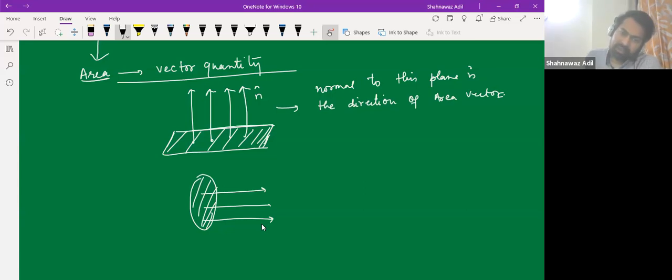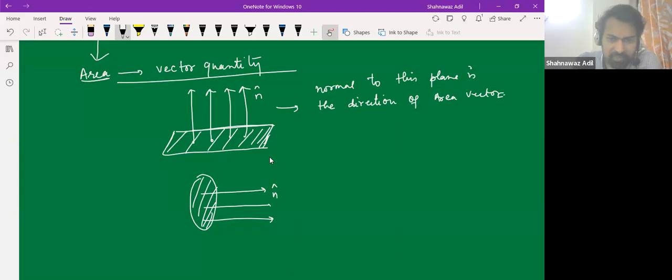Yes, guys, is this thing clear? Yes, sir. Okay, so these are the area vector and their direction.